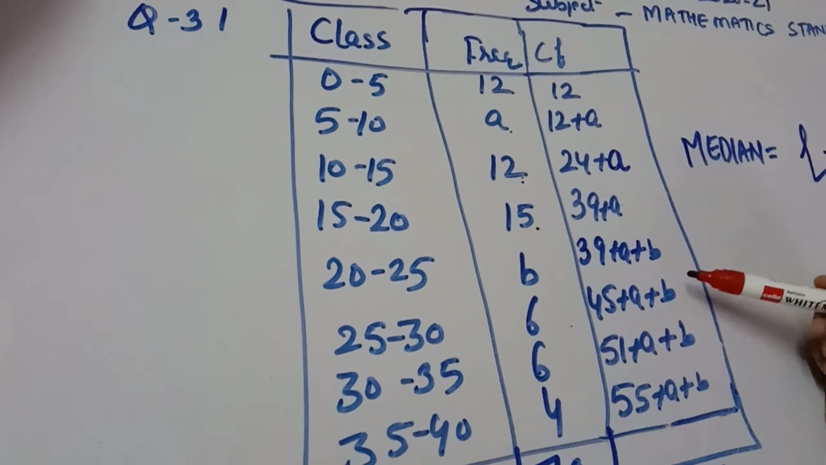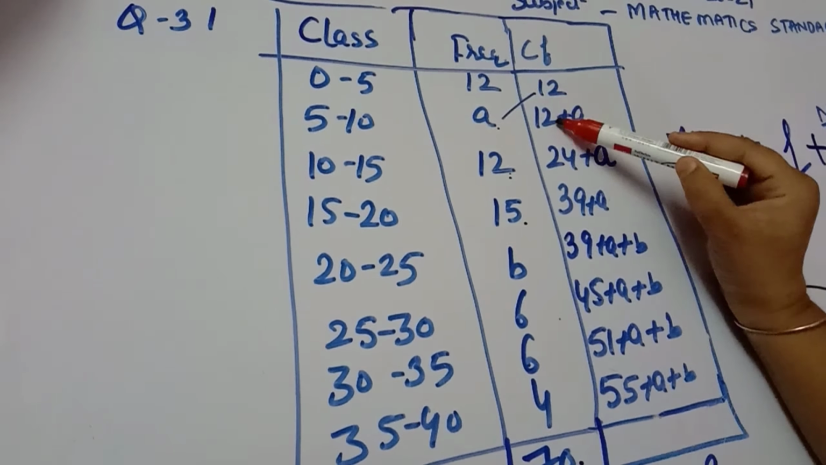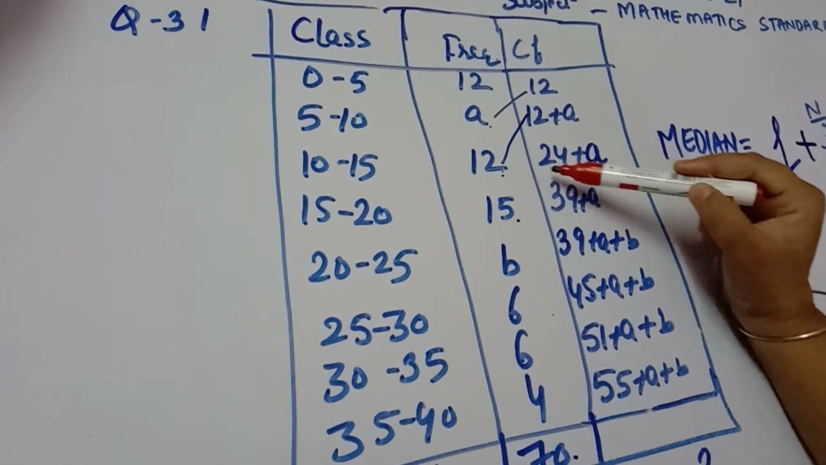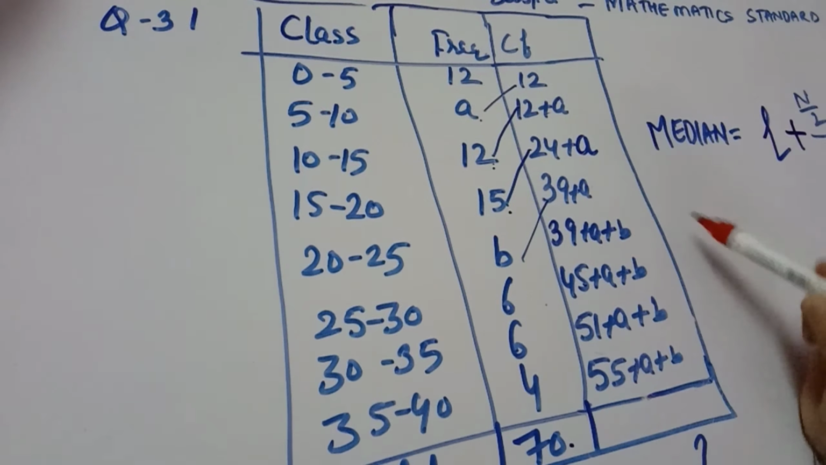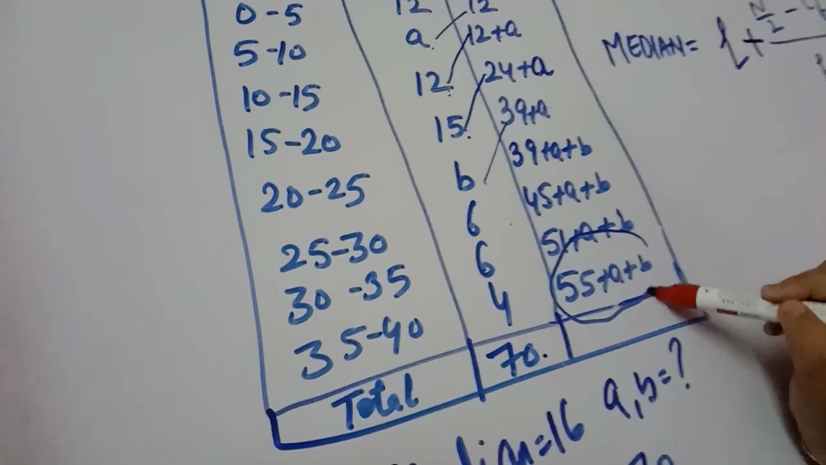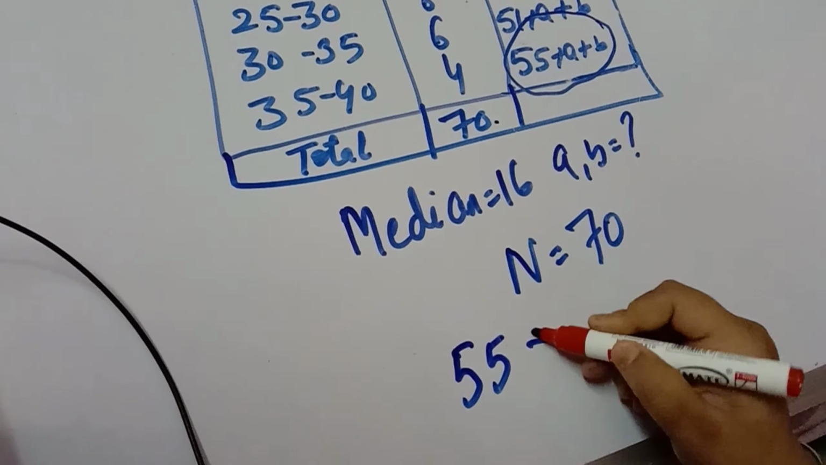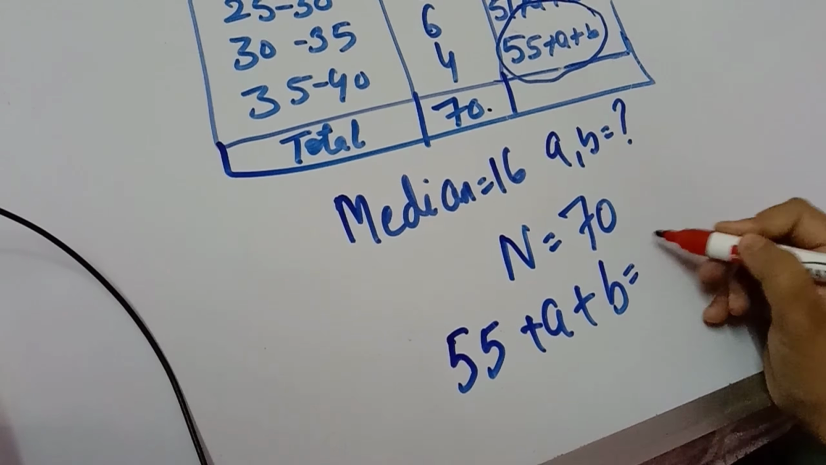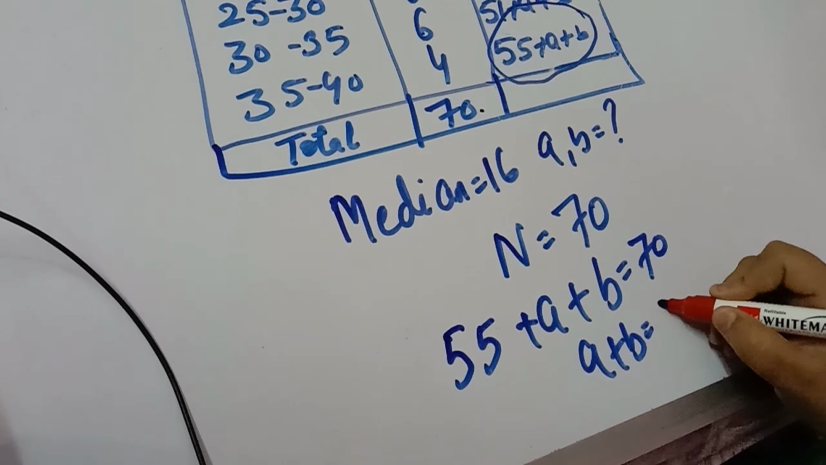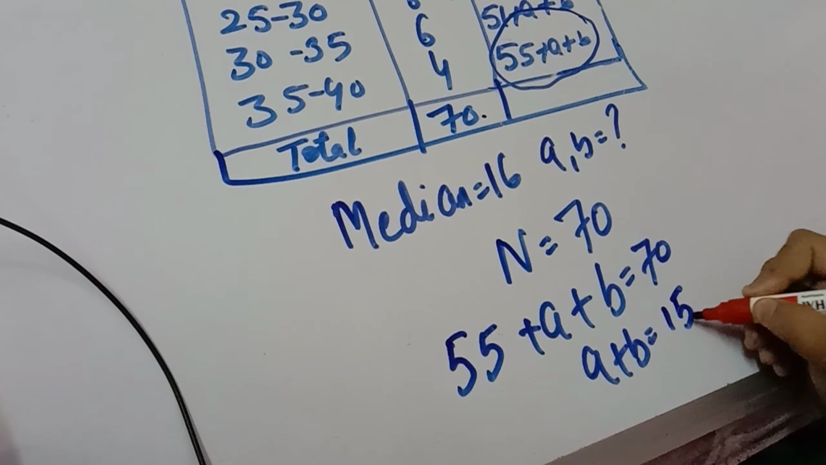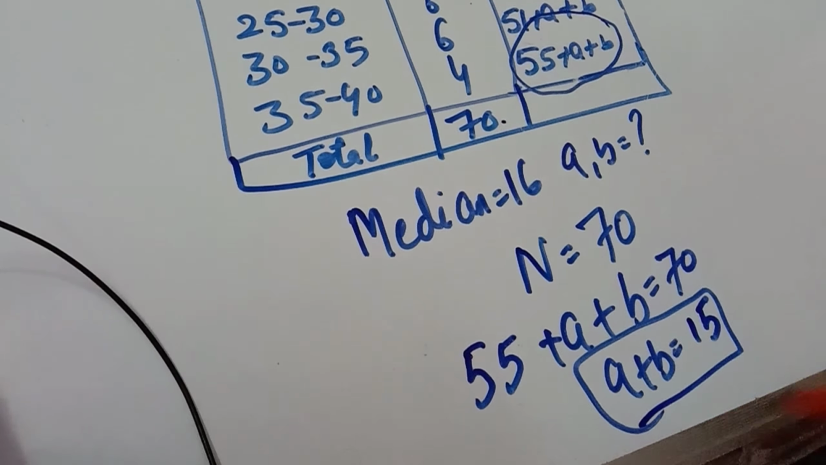This you already know, only the first will come as it is, and this plus this you will write here, then this plus this you will write here, diagonally you will add and write here. Now this is always the total of frequency, so automatically 55 plus A plus B is equal to 70. So A plus B will come 70 minus 55, that is 15. So A plus B is 15.